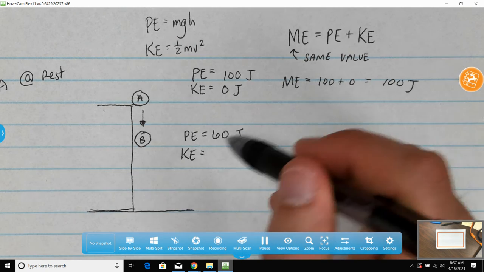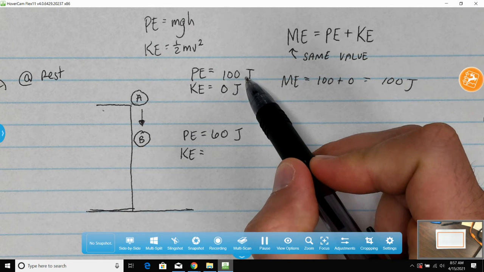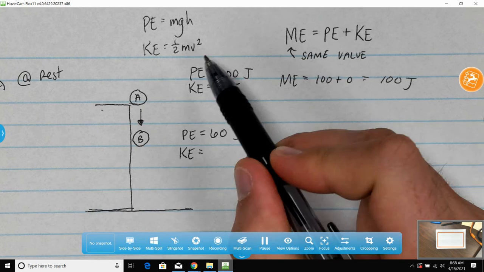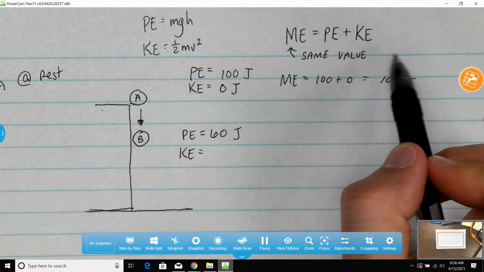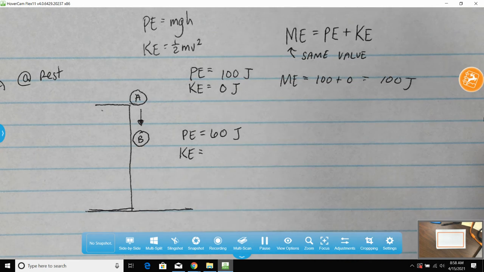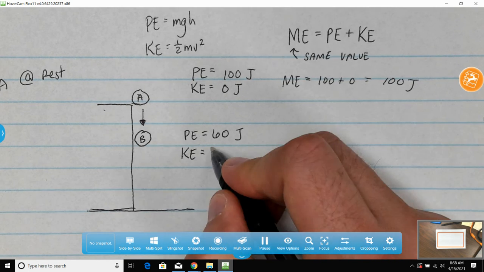Well, if I just asked that, you'd be like, I don't know. Well, here it was 100. Here it was 0. Mechanical energy, you add the two values together, you get 100. And then that is the same value for the whole way through, for the whole system. So yeah, it would have to be 40. Good. Because 60 plus 40 would equal 100. It has to be.